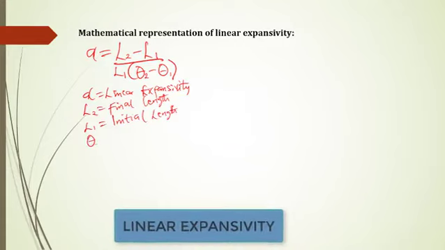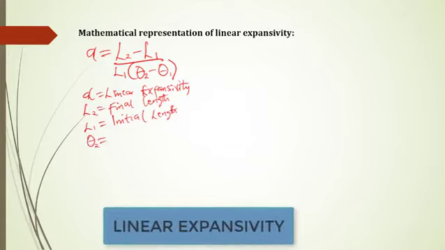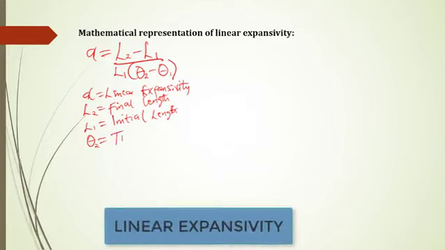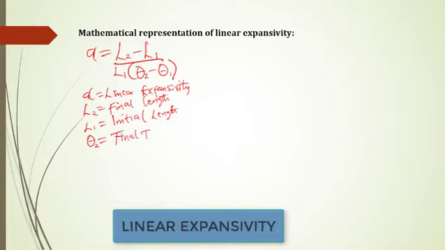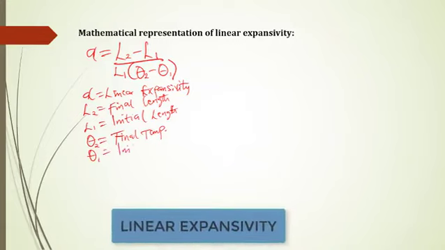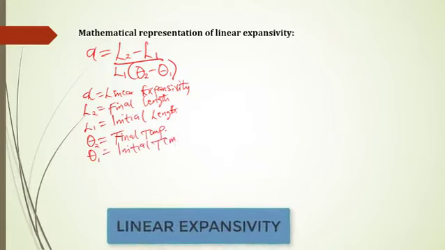And then we have theta 2. Generally in physics and in other science courses, theta is used to show temperature. So theta 2 simply refers to final temperature, and theta 1 has to do with the initial temperature. So that's what it looks like. This is the mathematical representation of linear expansivity. At any point in time, you can make any of these variables the subject of the equation, depending on what it is you're asked to find.